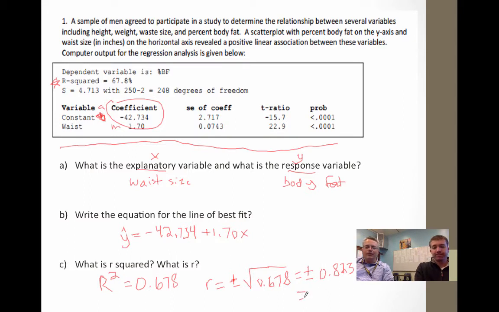So we're going to use the positive 0.823. So you have to pay attention to which direction the pattern is going. You need to understand that to get the right value of r. Okay, it looks like it was a pretty strong pattern. All right, so let's look at a different example.